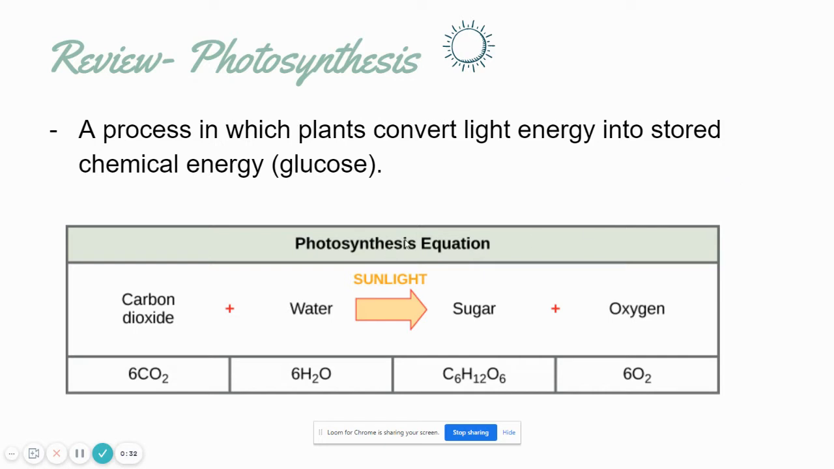So just looking at the photosynthesis equation, you'll notice that plants need several things to survive. They need carbon dioxide, which they get from the atmosphere, water, which they absorb through their roots, and of course sunlight absorbed through the leaves. And they use these reactants in order to create sugar and oxygen products, sugar which they will use as food, and oxygen which, lucky for us, is released into the atmosphere in order to help us stay alive.